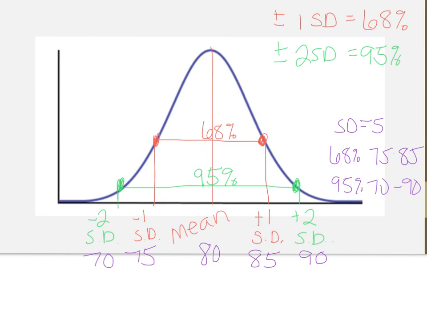Okay, so this 68% here, half of it, and you don't have to write this, but you can if you want, you don't have to. Half of this 68% is here, and the other half is here. So 34%, half of 68, is 1 standard deviation above. 34% is 1 standard deviation below. Okay, and that can apply to 95 as well.